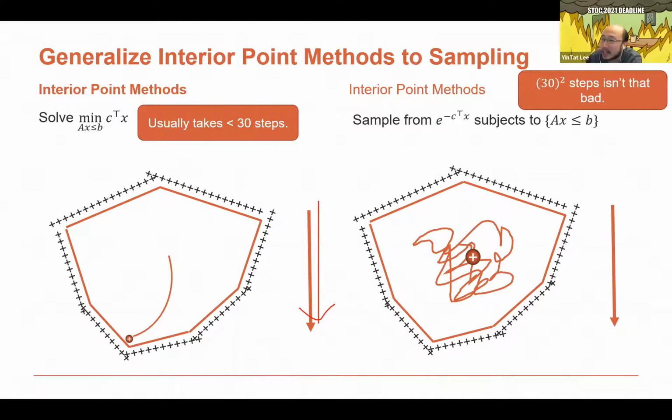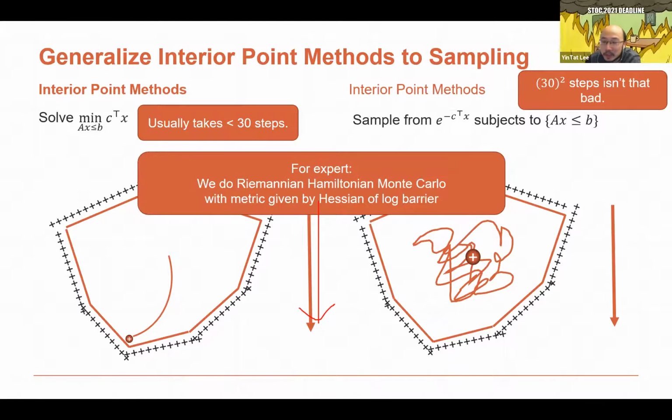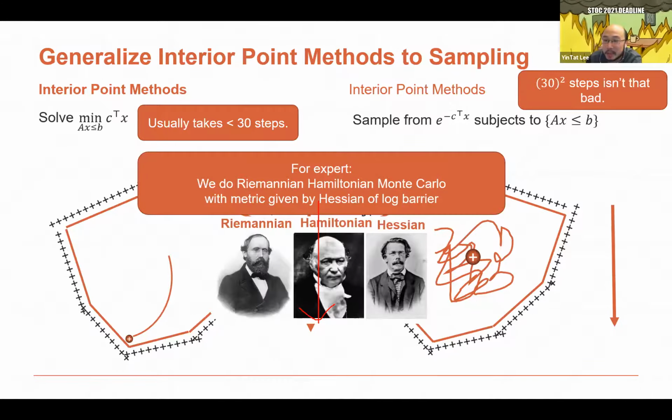Precisely what our package implements is this algo. We do a Riemannian Hamiltonian Monte Carlo method with the metric given by the Hessian of some log barrier. There are too many terms here, so let me explain it carefully with a picture. I think now everyone understands what this algo is doing. I will explain a few slides later, but I will first give you some experiments.